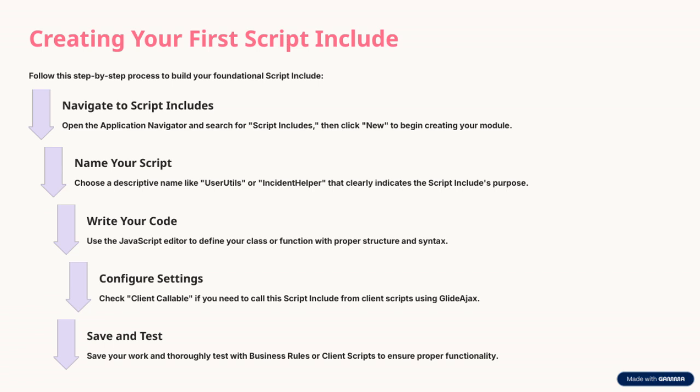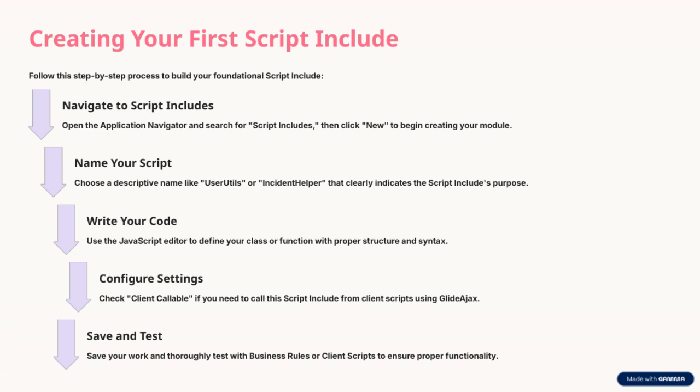Now, moving on to configuring your settings. Use the JavaScript editor to define your class or function. Pay attention to the proper structure and syntax. Correct formatting is key to avoiding errors down the line. When writing your code, choose a clear, descriptive name like User Utils or Incident Helper. Picking a meaningful name will help you and others quickly understand the purpose of this script include later on.